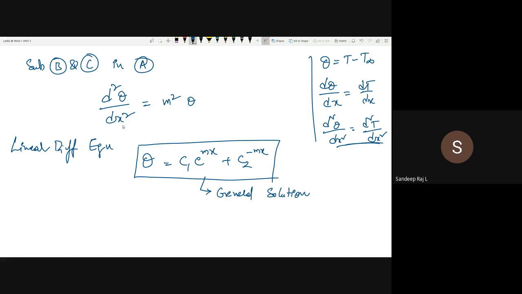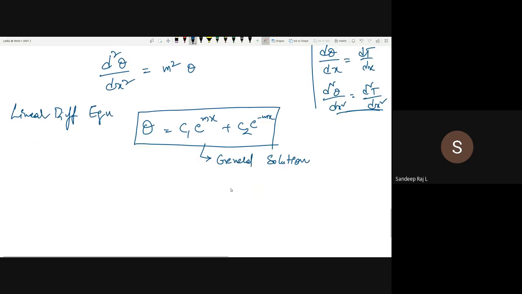Okay, if you want to understand how I got this general solution expression, you may have to refer to any mathematics textbooks wherein you will have this concept called linear differential equations for finding a general solution. There, you go to the linear differential equation and you will have this. You can do that. Right. So moving on.